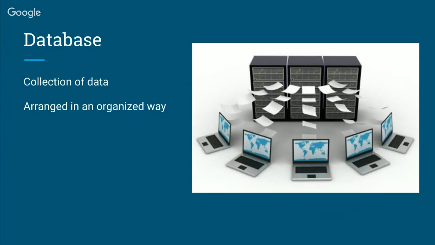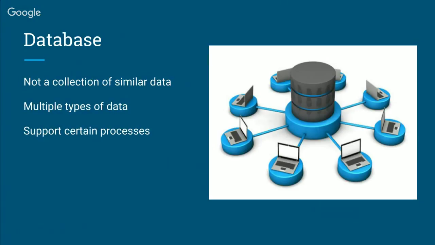First, we need to understand what a database is. A database is a large collection of data that is arranged in an organized way. A database, however, is not a collection of the same type of data. There are many different types of data in a database, and the database then supports certain processes to use all of this data.